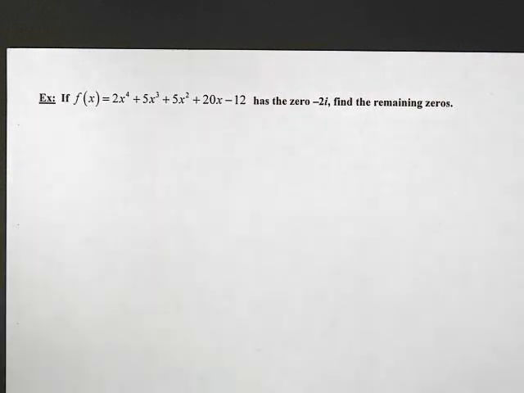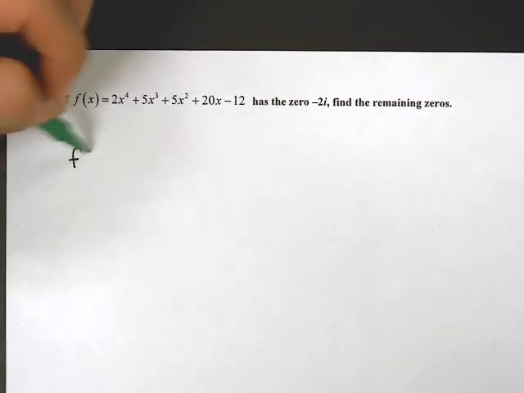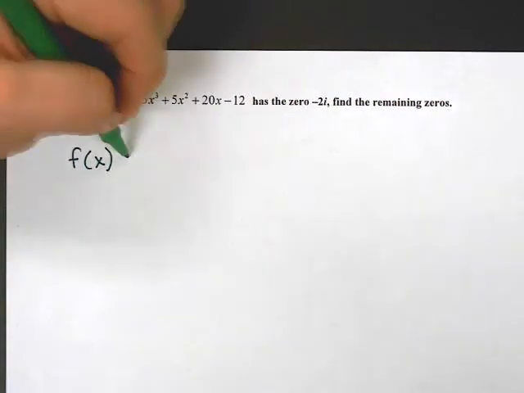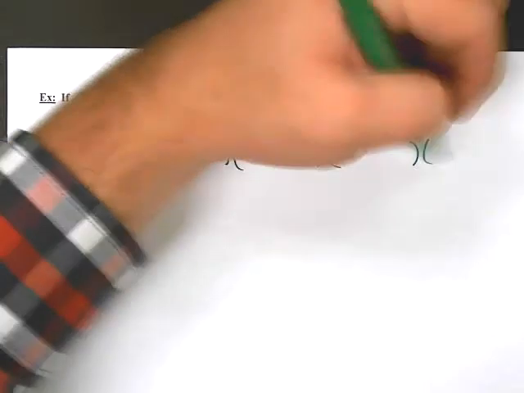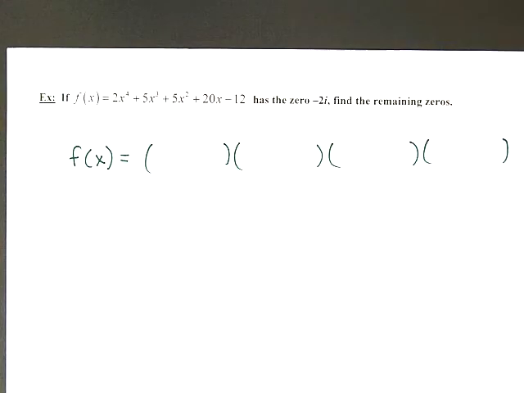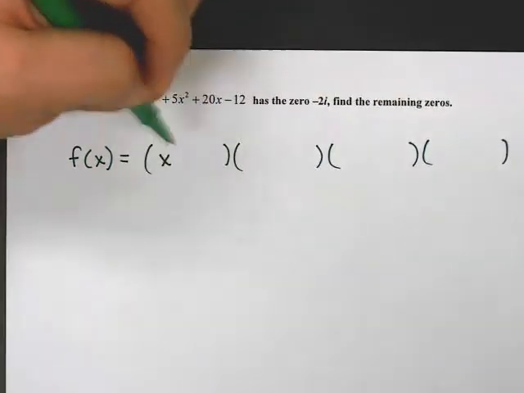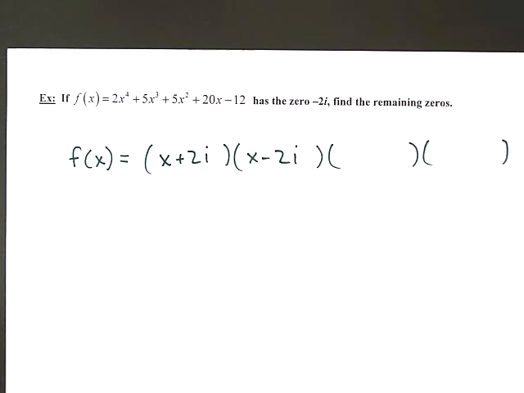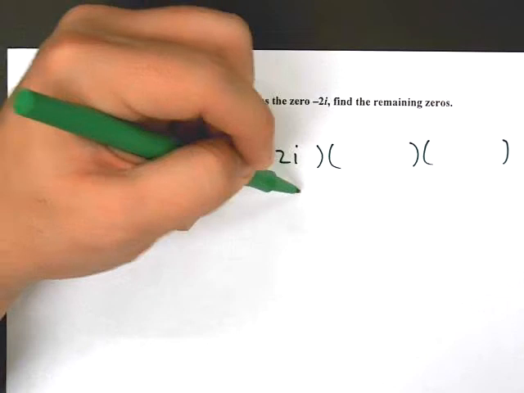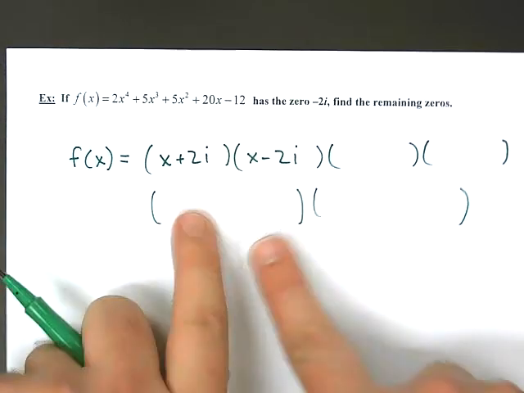Now, this is kind of where that warm-up comes into play. I know that if I'm going to write f of x in factored form, it would have to have 1, 2, 3, 4 sets of parentheses. All right, 4 sets of parentheses. And what's really cool is I already know 2 of them. I know x plus 2i, I know x minus 2i, and then I don't know the rest, okay? But what I do know is that I can distribute those two out, and I get just 2 pieces.